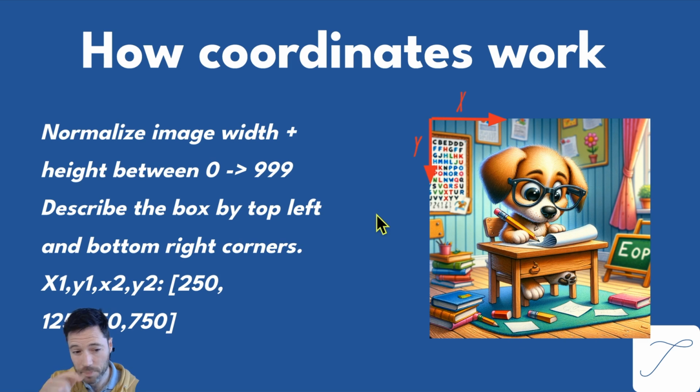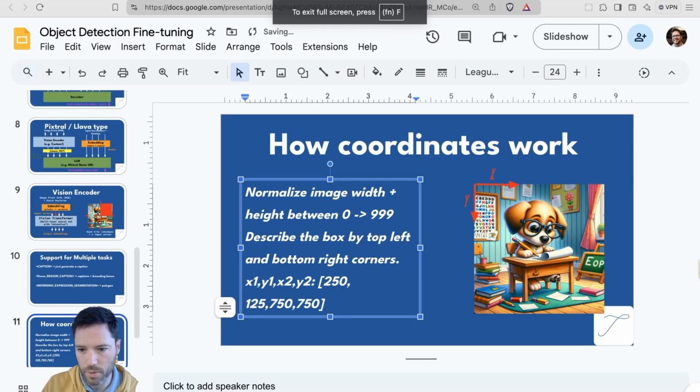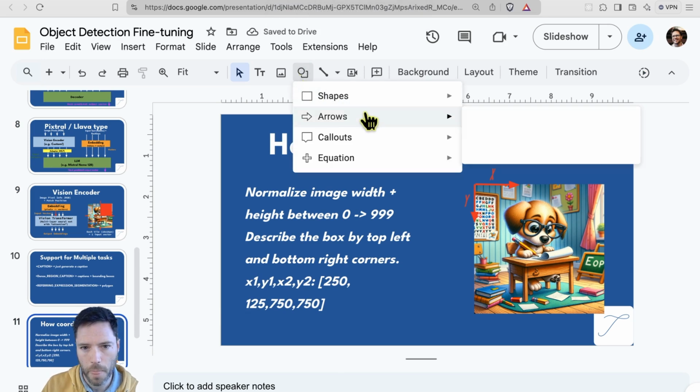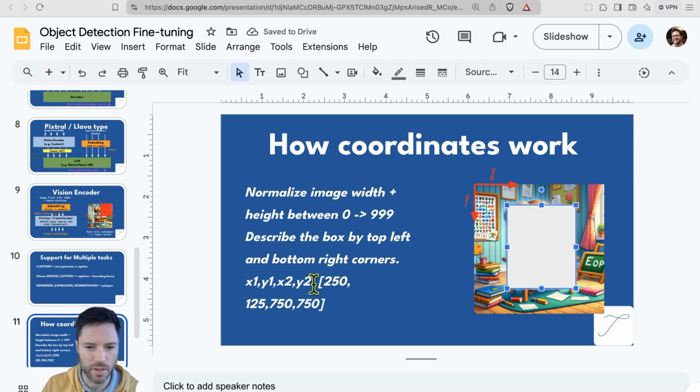So just for example here, you always represent the coordinates for a box as x1, y1, x2, y2. So let me actually just fix the capitalization and draw a box here. I'll go to a shape, and I want to draw this box, which is 250, 125. So 250 is going to be 1/4 of the way across, and 125 is 1/8 of the way down. So I'm going to start my bounding box here, and then I'm going to do 750 across, which is 3/4 of the way, and 750 down, 3/4 of the way down. So that there is the box that represents these coordinates: 250, 125, 750, 750.